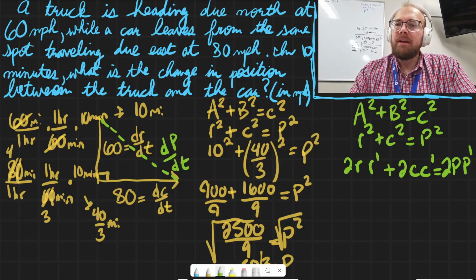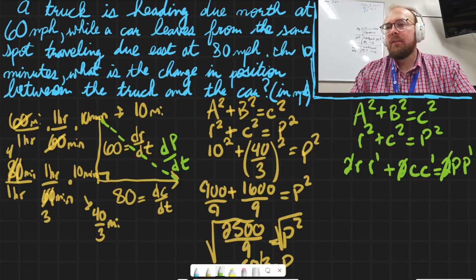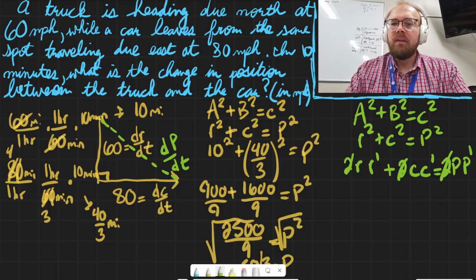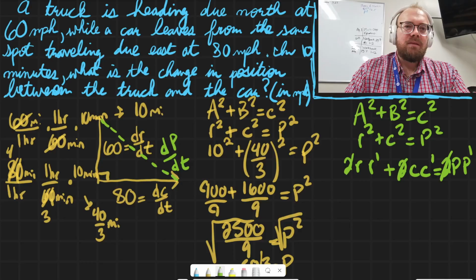So we should be able to plug everything else in. Also notice that when you take the derivative of a Pythagorean theorem equation, those 2's can just cancel. So I end up with just r r prime plus c c prime equals p p prime. Or if you're doing it in terms of a, b, and c, then it would be all of that, but with a, b, and c. So now, this is why we had to do all of that earlier. We know r, the position of the truck, is 10. And the change in position is 60.